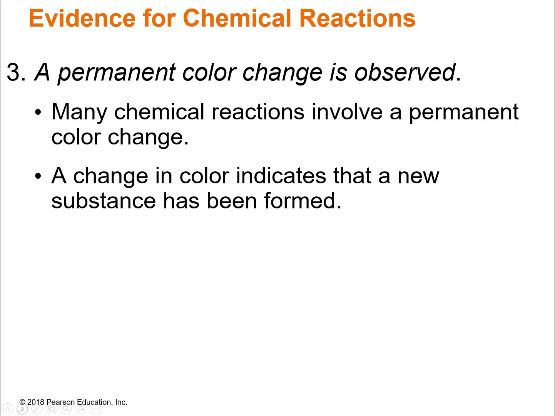The third piece of evidence you might see is a permanent color change. That color change shows you that you've made something new. So a lot of the transition metals, when they are in solution as an aqueous substance, have very pretty colors. So you might see a pink or like a magenta, green, blue. So if you see that forming after you add 2 things together, you know that you've just observed a chemical reaction.